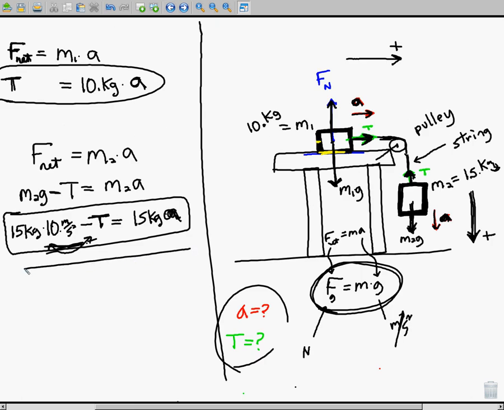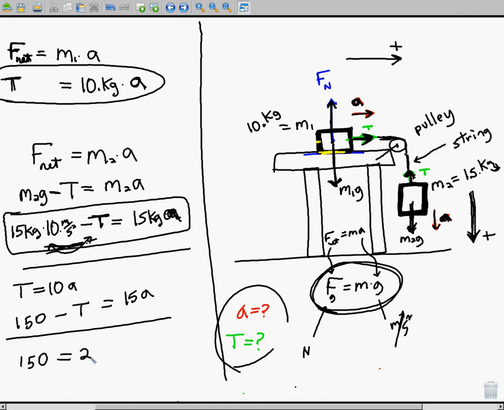Let me rewrite the formulas without units because then it looks so much easier. T equals 10A and 150 minus T equals 15A. And I'm just going to add those formulas together. When I add, I add the two left-hand sides together, and what would I get? Could you just substitute the 10A for the T? Yeah, 150 minus 10A. And if I add the two right-hand sides together, what do I get? I'm just substituting 10A for T. And then if I solve for A, what is it going to be? 5A equals 150... A equals 6.